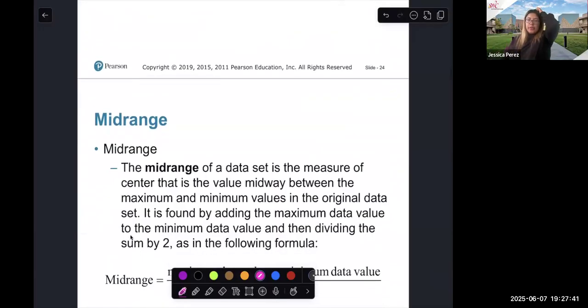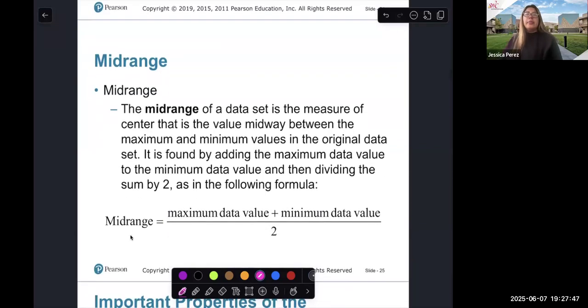We also are going to be talking about something called the mid-range of data. The mid-range is another type of measure of center. It is the value midway between the maximum and minimum points. So be careful. A mid-range versus a median are not the same, right? So they're not the same.